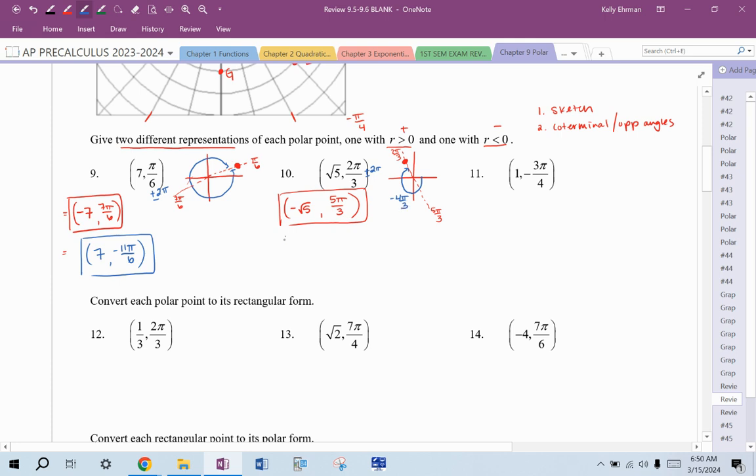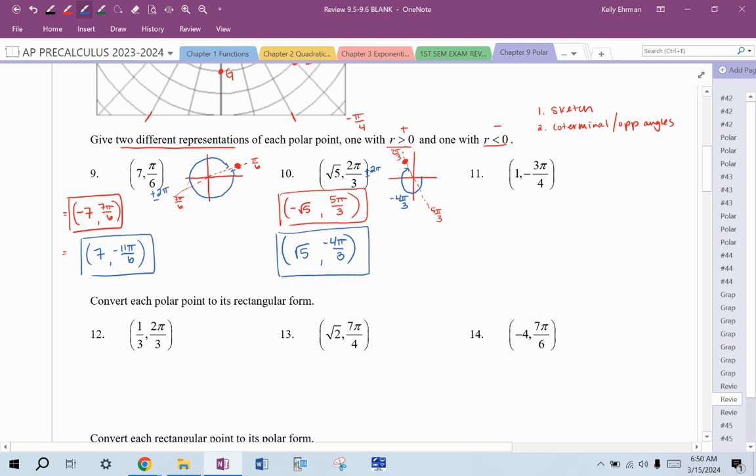I like to just do it visually instead of adding and subtracting, but you can do that if you want to. So I just like to think, oh yeah, if I rotated down and around to get to 2 pi over 3, that would be face negative 4 pi over 3. But because you are facing the point already, you would just walk forward radical 5. So for me, the visual works really well.